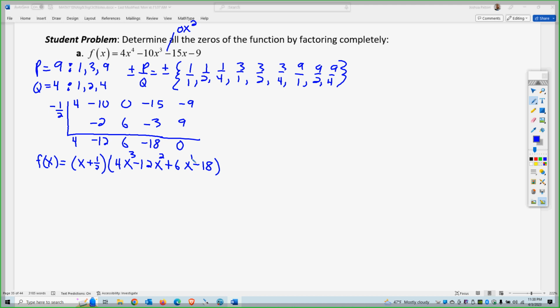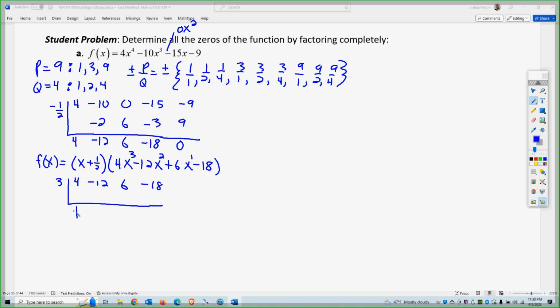Okay, so I also noticed when I graphed it that it looked like it went through the 3 on the x-axis, the x-intercept. So I'll try that one. 4, negative 12, and 6 and negative 18. Okay, so what you'll notice is 3 and negative 1/2 are in my list up there. And you don't need to do the ones that don't work. If it doesn't work, don't list it in your work.